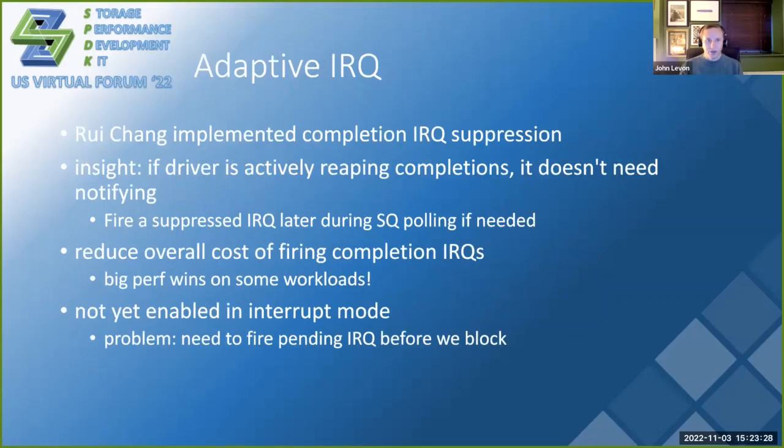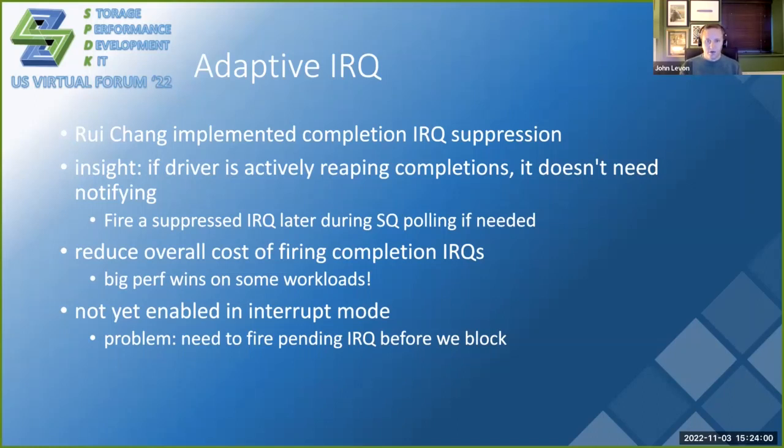Another recent change was Rui Chang's implementation of IRQ suppression. The insight here is that if the device driver within a VM is actively reaping the completion queue, then it doesn't need an IRQ to notify it that there's new entries in that queue. It will just see those naturally. So what that means is that if we have a batch of I/O that we're doing all the completions for, we may not need to send any IRQs at all, and that can greatly increase performance in some situations.